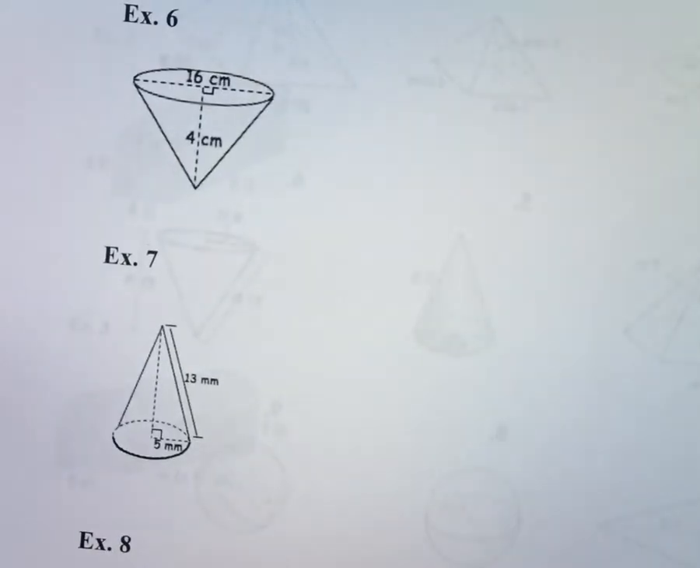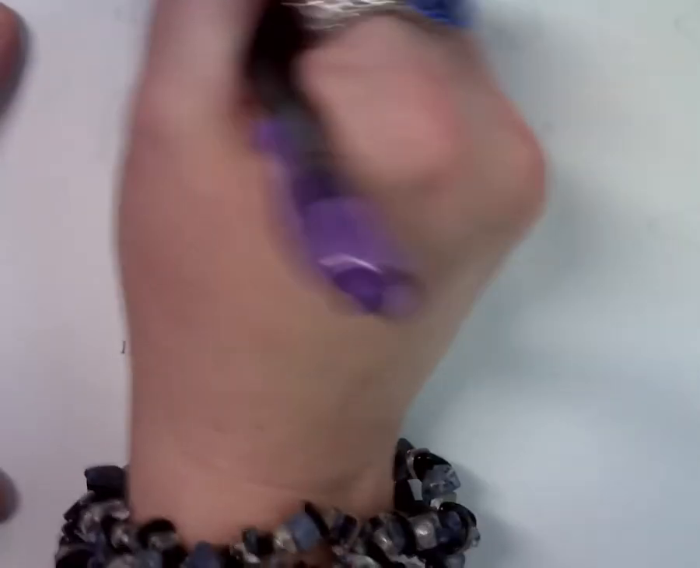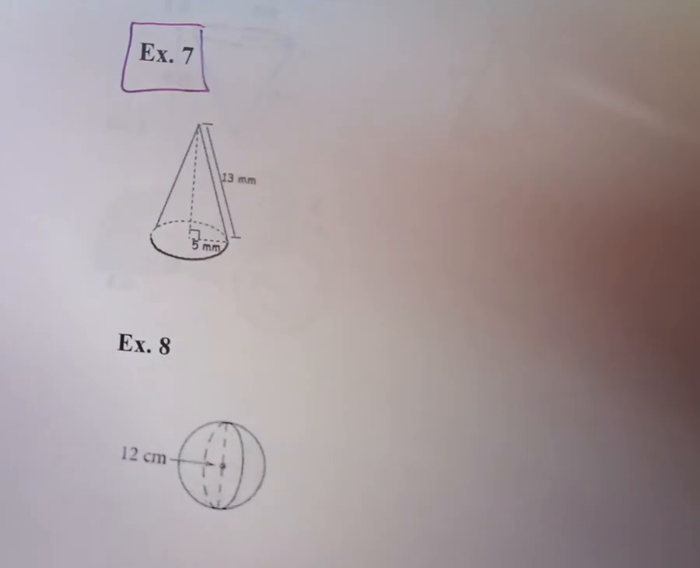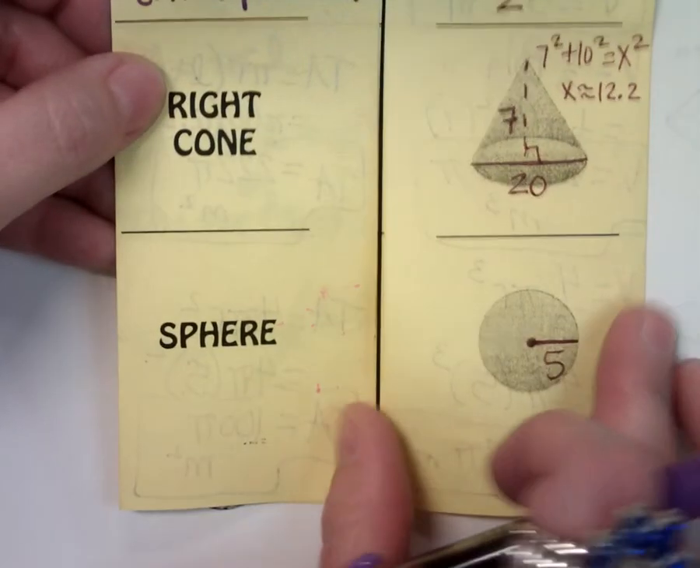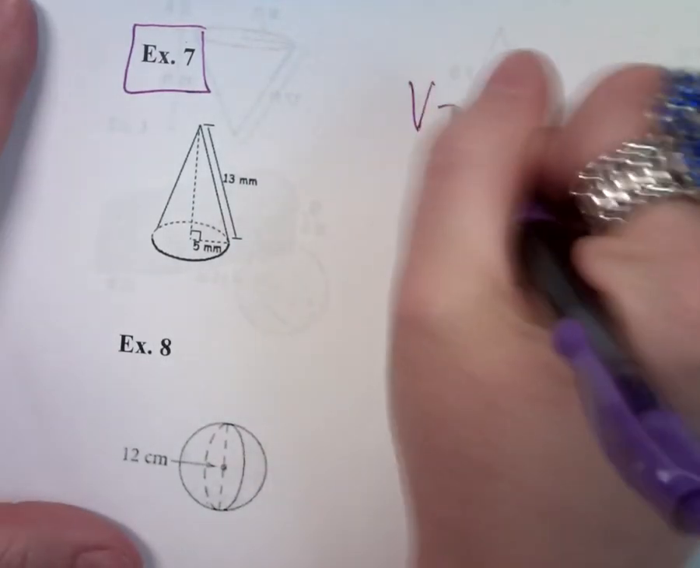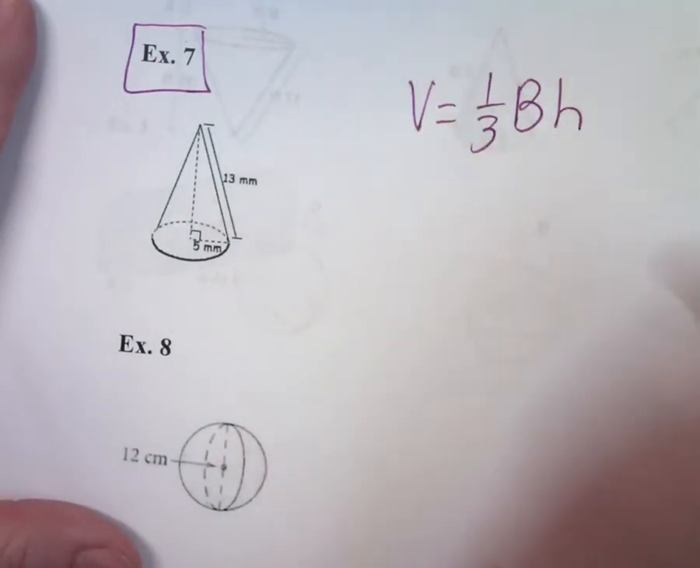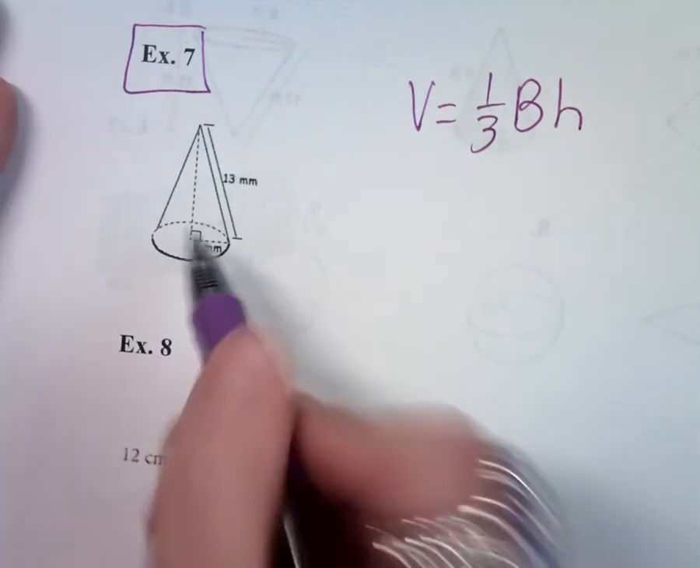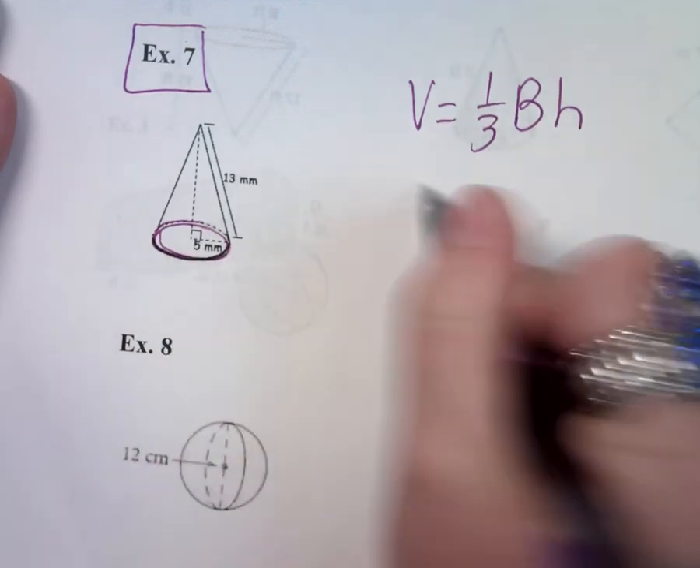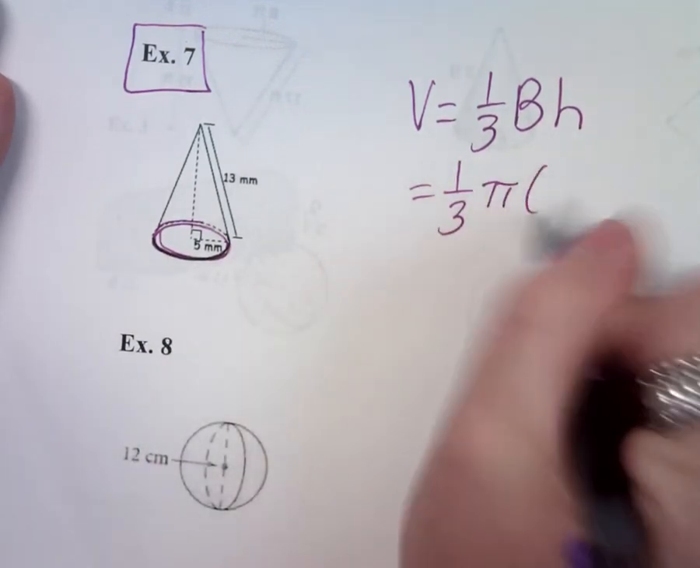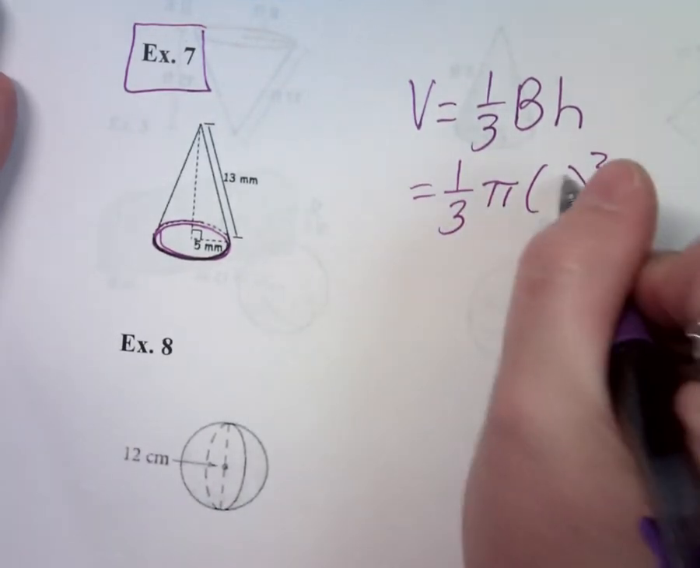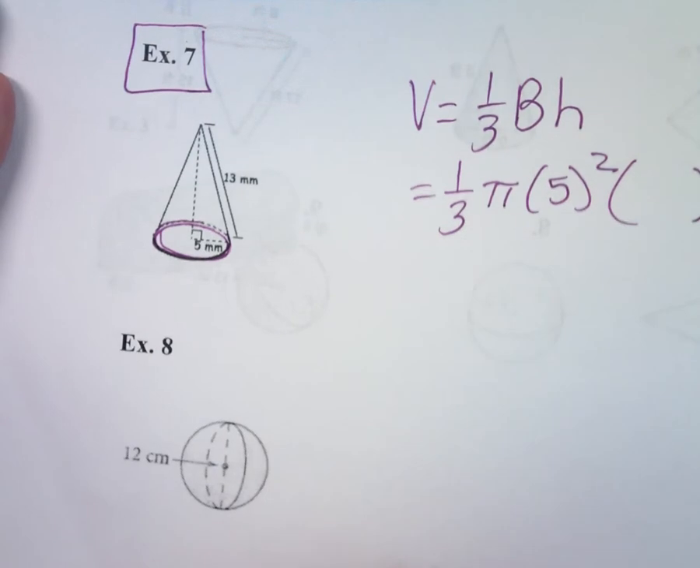Okay, let's go to number 7. Number 7, what shape do we have here? This is a cone, so I'm going to look at my cone formula, and our cone formula is 1/3 capital BH, and capital B stands for area of the base. And what shape is my base? How do you find area of a circle? Okay, so it's going to be 1/3 pi r squared. And what is the radius? 5. Do we know the height of the cone? Yes.